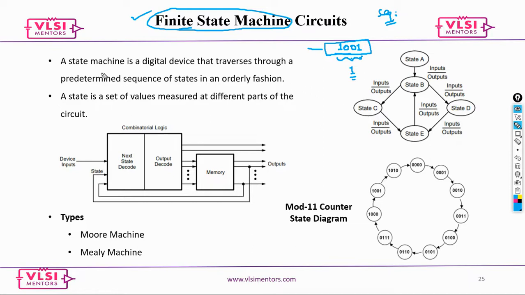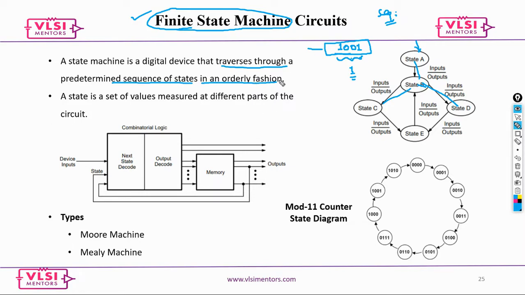Okay, all right. Now moving on. A state machine is a digital device that traverses through a predetermined sequence of states in an orderly fashion. Now, what does this mean? Say you're starting with state A. Now state A to state B, state A to state C, and based on your input, say if it is 0 or 1, it would either go to another state or stay in the same state.